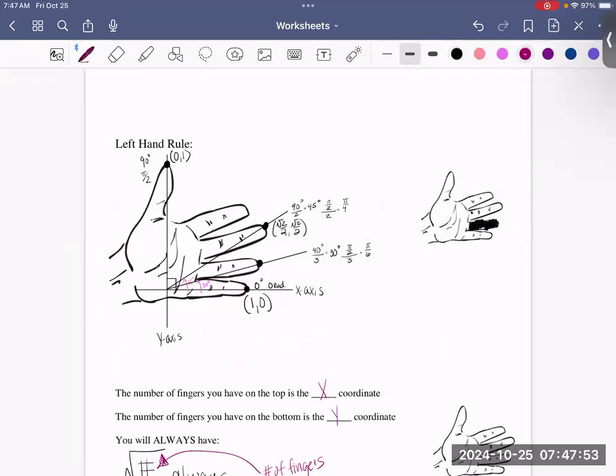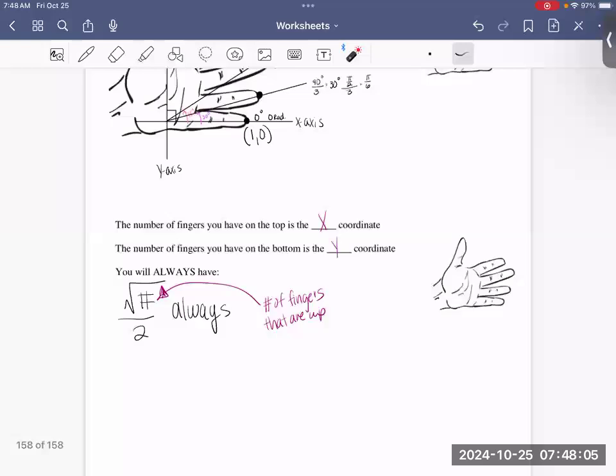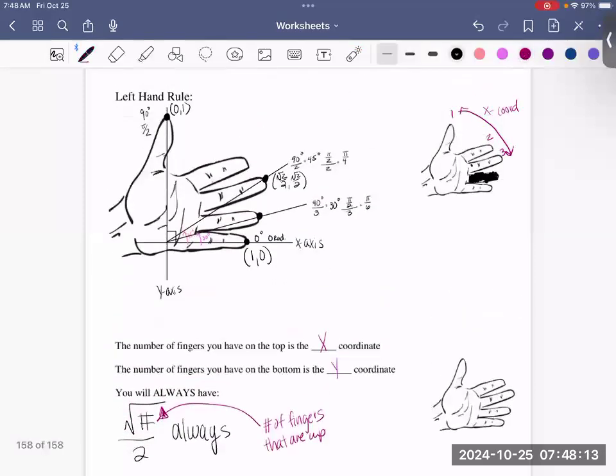Now we said the values above, so these values up here are your x coordinate. So how many x fingers do we have? We have 1, 2, 3. So we said, okay, well now we're going to take those 3 fingers. We say we have the square root of 3, our 3 fingers, over 2. So that should be our x coordinate. The square root of 3 over 2.